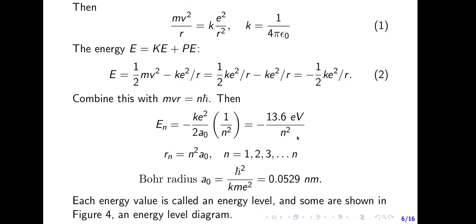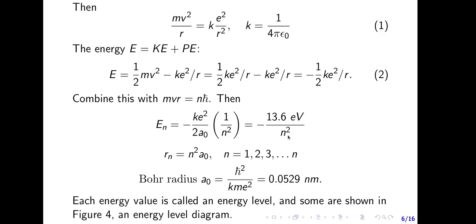So in atomic structure, I've explained before that the centripetal force, which keeps the electron moving in that circular path, is provided by the Coulomb force between the electron and the proton. Now we can prove that the total energy the electron possesses in a particular energy level is given by this equation: minus 13.6 electron volts over n squared.